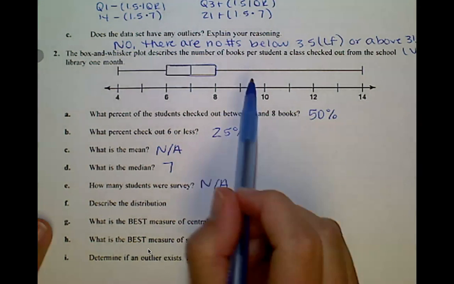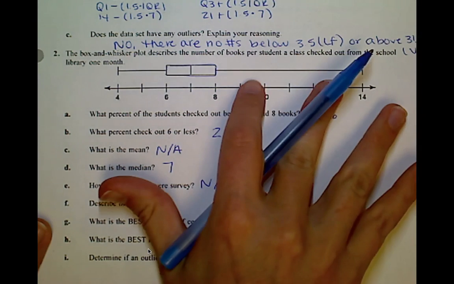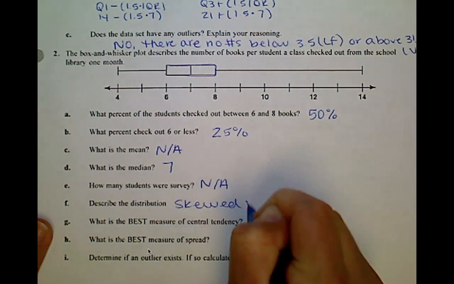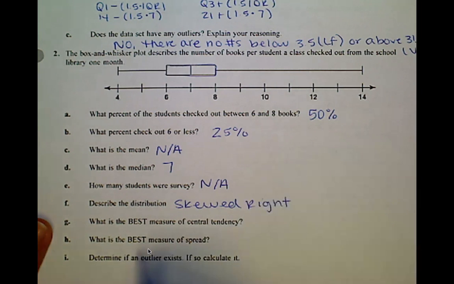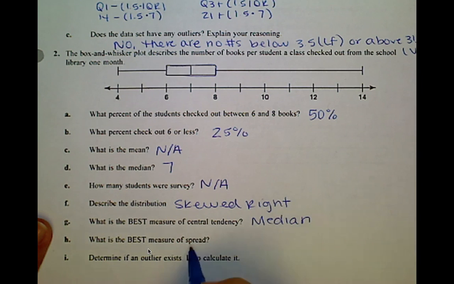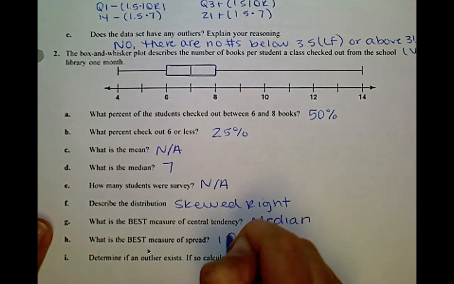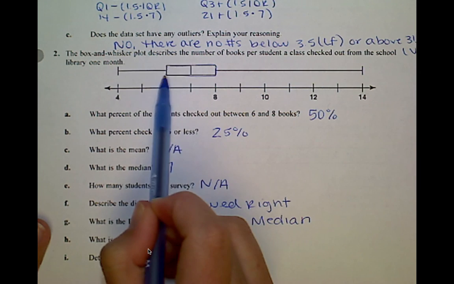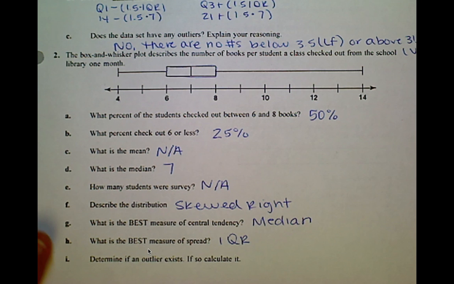Describe the distribution. I would say it's skewed right because it's stretched on the right, or there are few on the right. And since it is skewed right, the best measure would be the median. And the best measure of spread would be the IQR. Whenever it's skewed, you always want to pick the median because it stays in the middle. And you always want to pick the IQR because that's like the measure of the box right there. So it kind of fixes the whole what if outlier part.